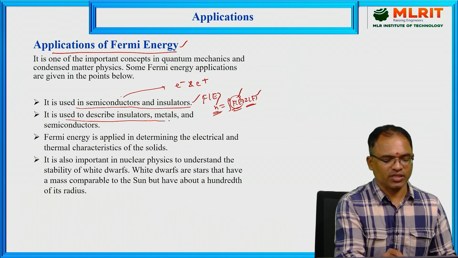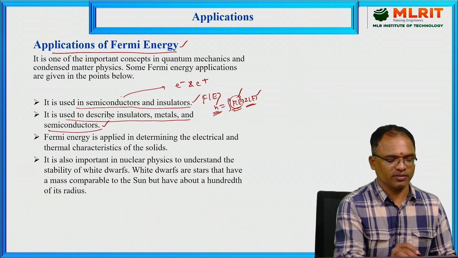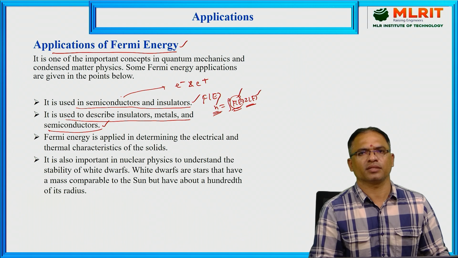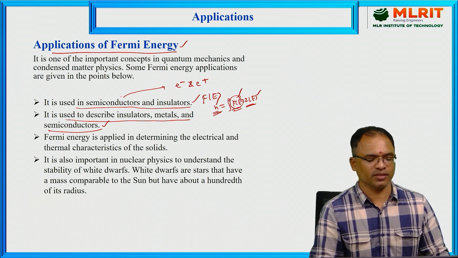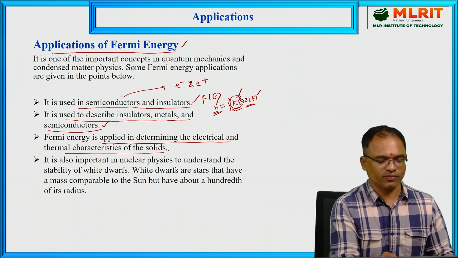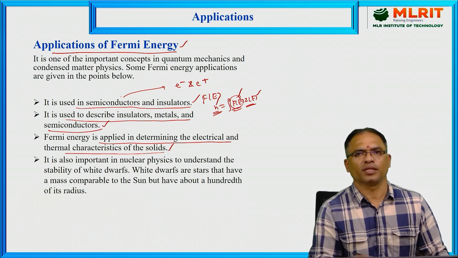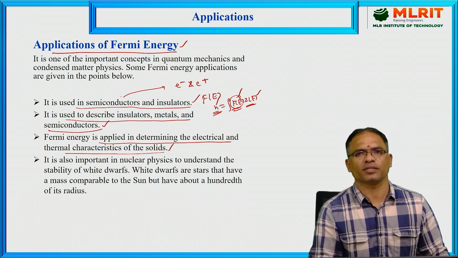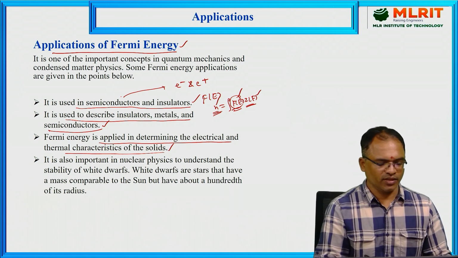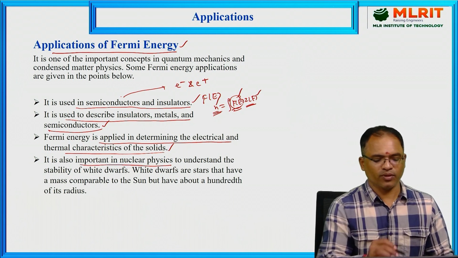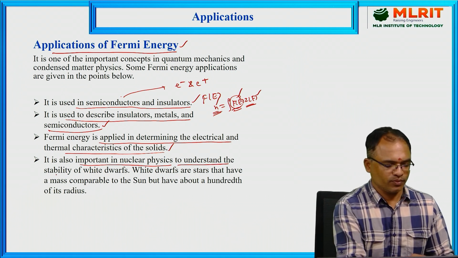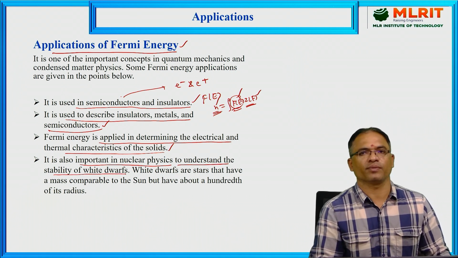It is used to describe insulators, metals and semiconductors. Based on Fermi energy also we can differentiate metals, semiconductors and insulators. Fermi energy is applied in determining electrical and thermal characteristics of solids. In determining electrical and thermal characteristics of solids, Fermi energy plays a vital role. And finally, it is also important in nuclear physics to study the stability of white dwarfs.